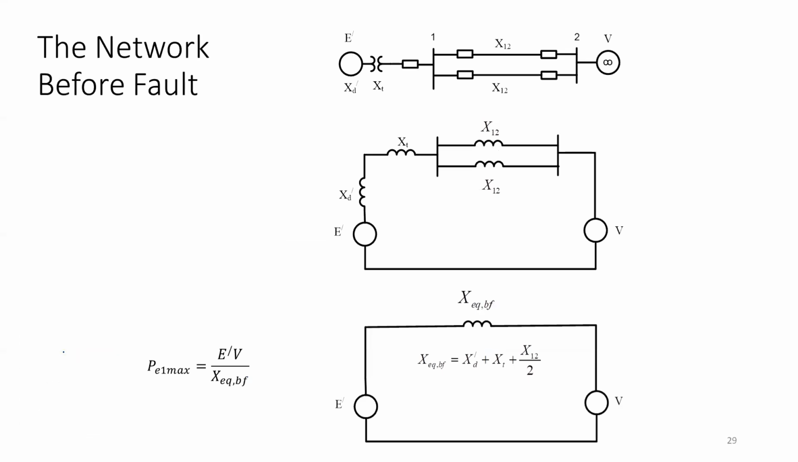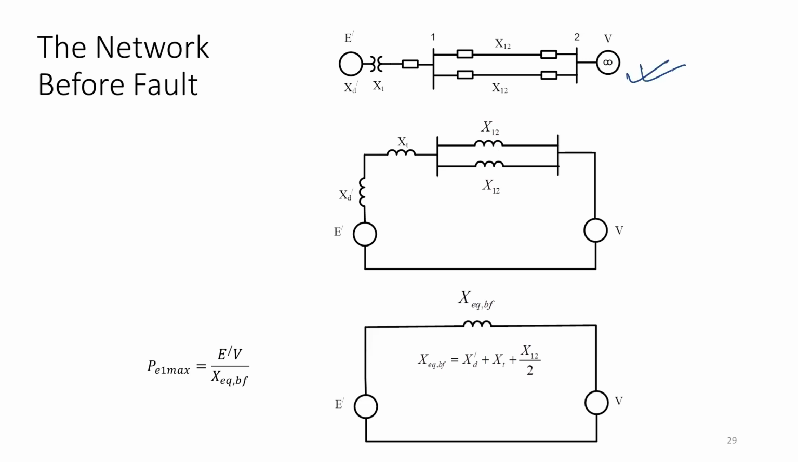Whenever we have a fault, we need to do the analysis in 3 steps. First of all, you have to check what your network is before the fault. Then you have to check what your network is during the fault. And then you have to check what the network is after the fault. These are the 3 stages which you have to analyze whenever you have some kind of fault.